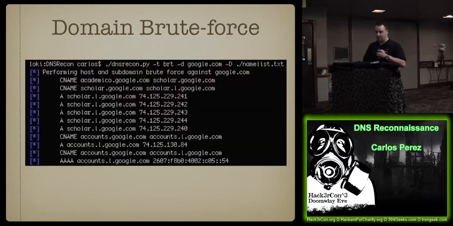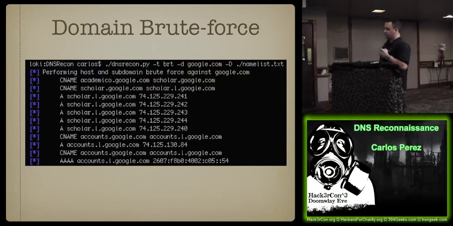Here's an example. I'm doing it against Google, and as you can see, I'm getting A records, CNAME records, quad A records. I actually provide you the type of record, the target, and the IP address. In addition to getting the record, I'm actually doing additional queries against it just to make sure I'm getting all of the proper IP addresses per target.